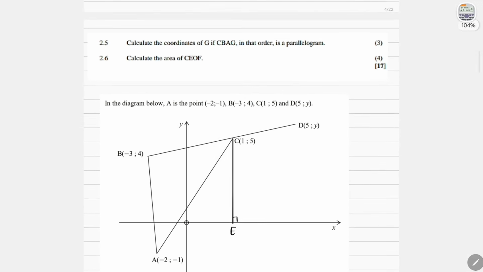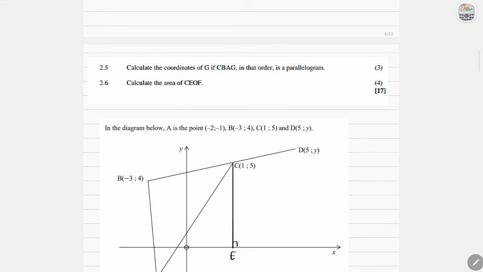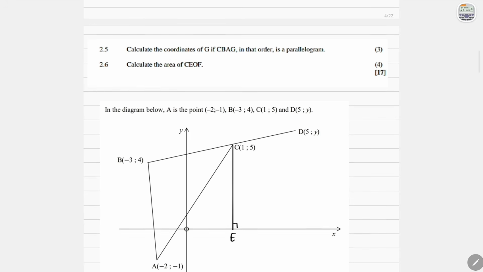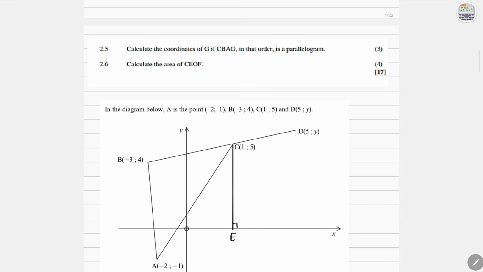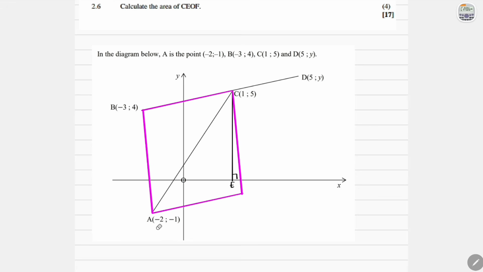Okay, so remember we're still working on this question. Question 2, not 3. And this is just continued. So 2.5 and 2.6. Let's go. 2.5 says, calculate the coordinates of G, if CBAG in that order is a parallelogram. So that's CBA, and so G would be somewhere here. Okay, so let me just go ahead and draw that out, and then we can think this through. So CBA, and then this would be G.